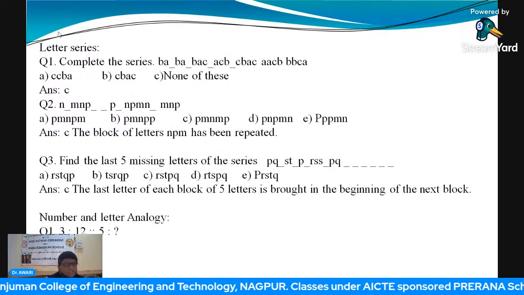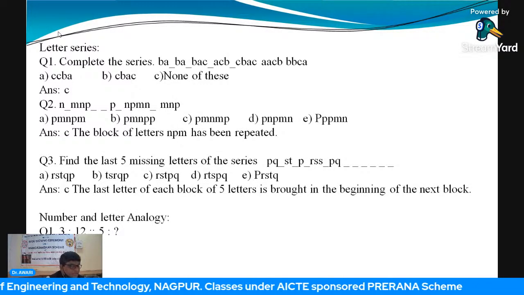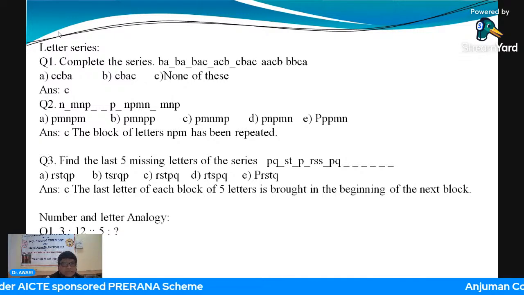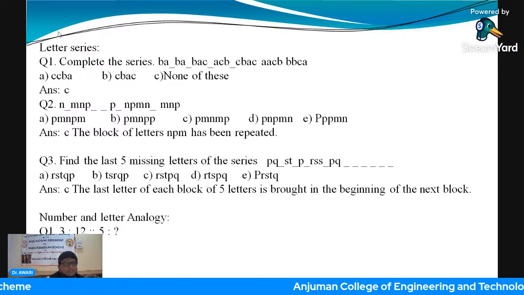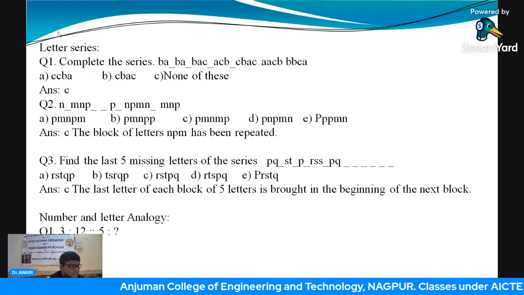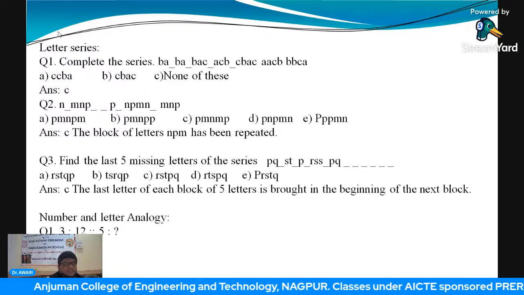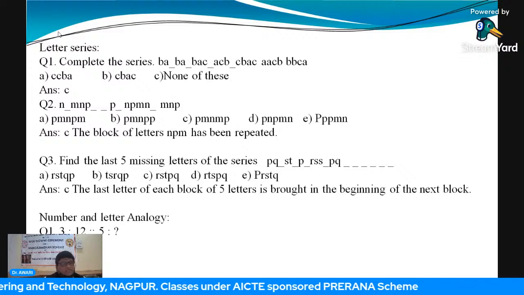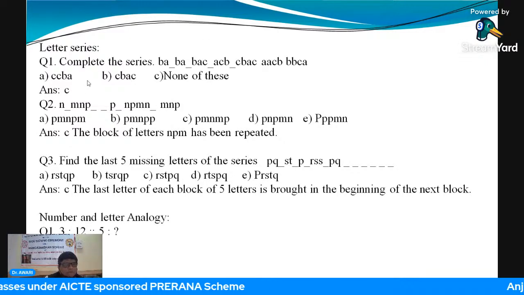Complete the series BA, dash, BA, dash, BAC, dash, ACB, dash, CAB, AACB, BBC. So the answer is none of these, because if you look at the series, you will find that in this letter series there is no proper sequence.